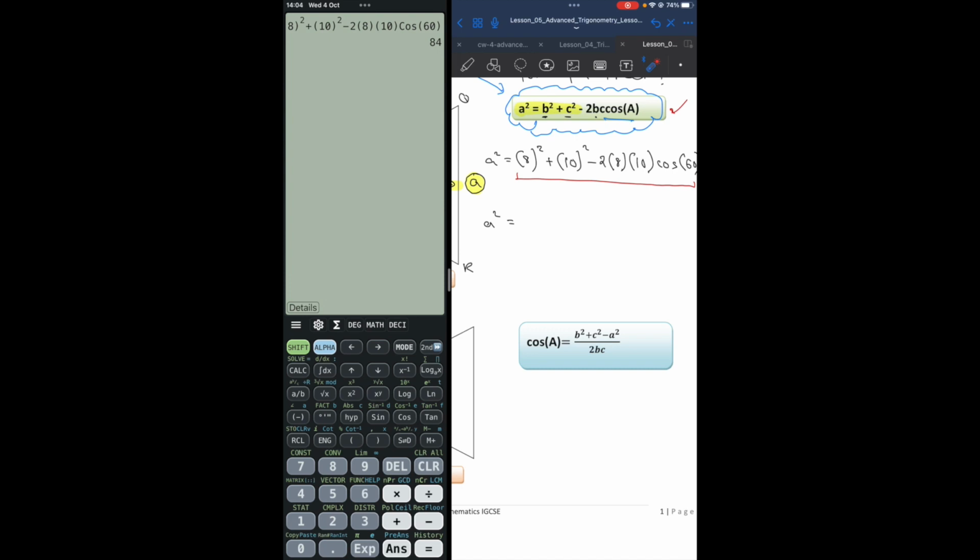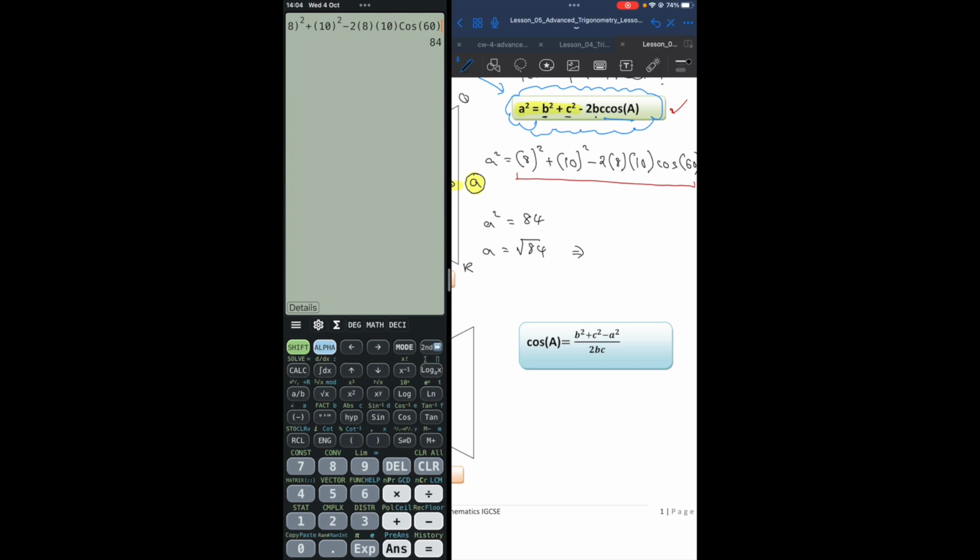and I get a value of 84. So I now know that a squared is going to be 84. That's the value for a squared. There's one more little thing you need to do. To get a, we then need to take the square root of that 84.